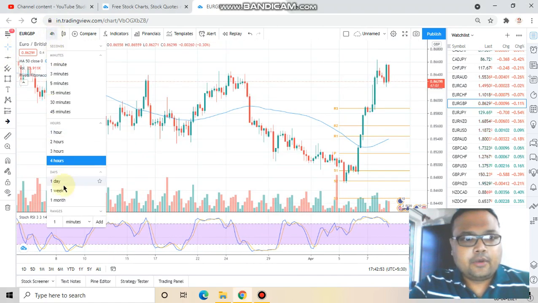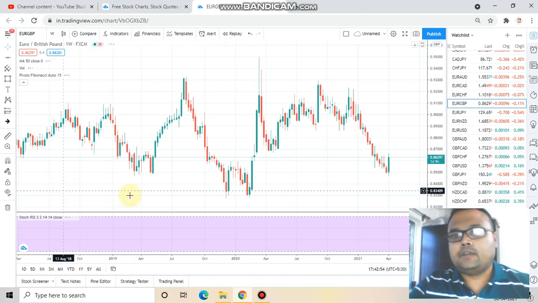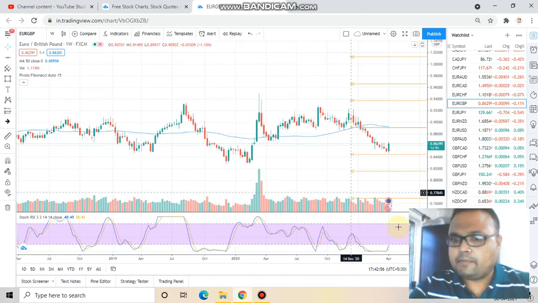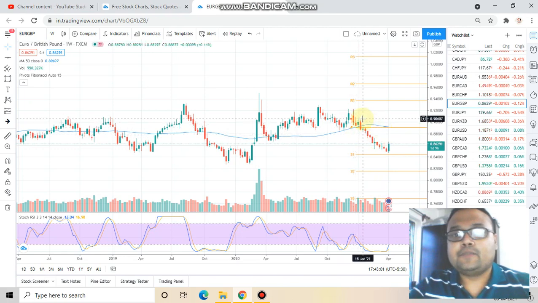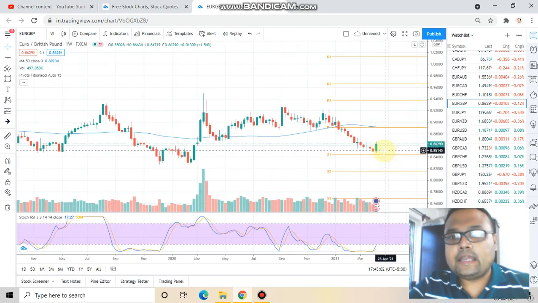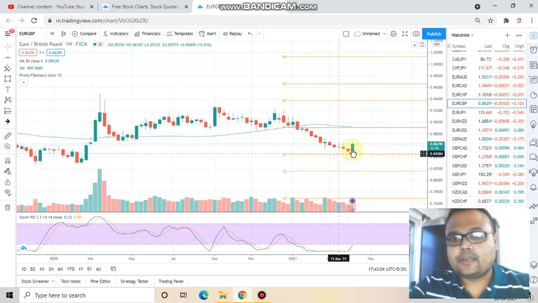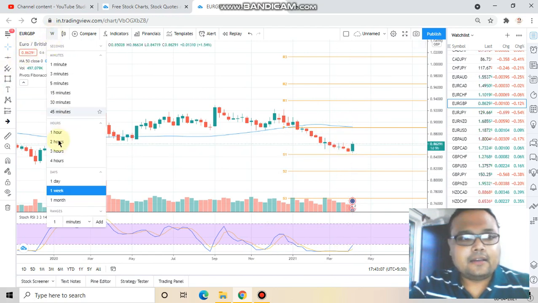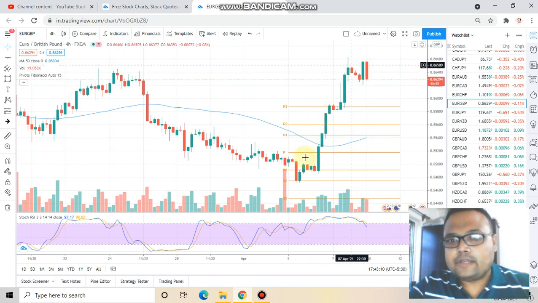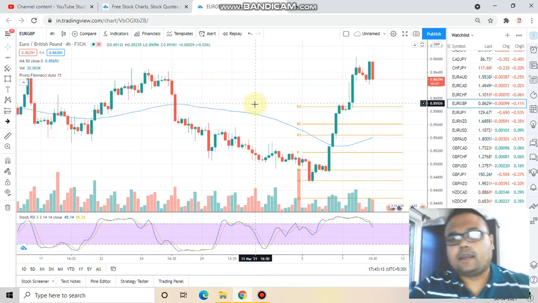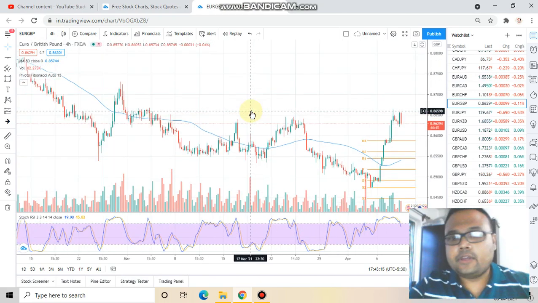And if we look at the weekly chart of Euro GBP, you can see that the pair is heavily oversold, and after a long period of time this pair is seeing a green candle like this. And this green candle has taken place because of this rise in market. So what should be a strategy for Euro GBP then?